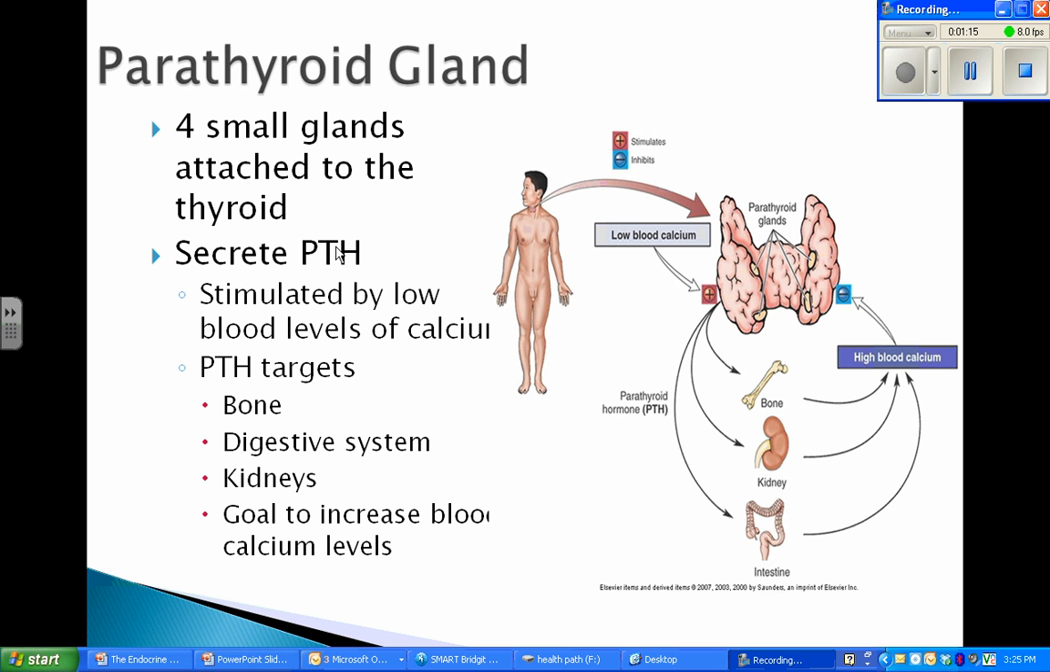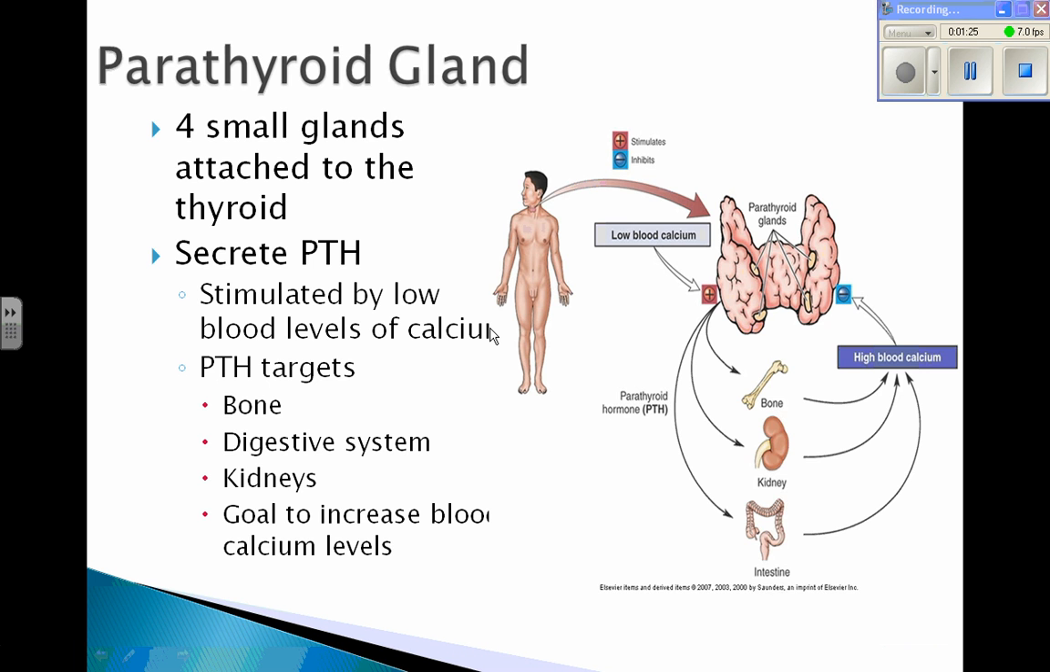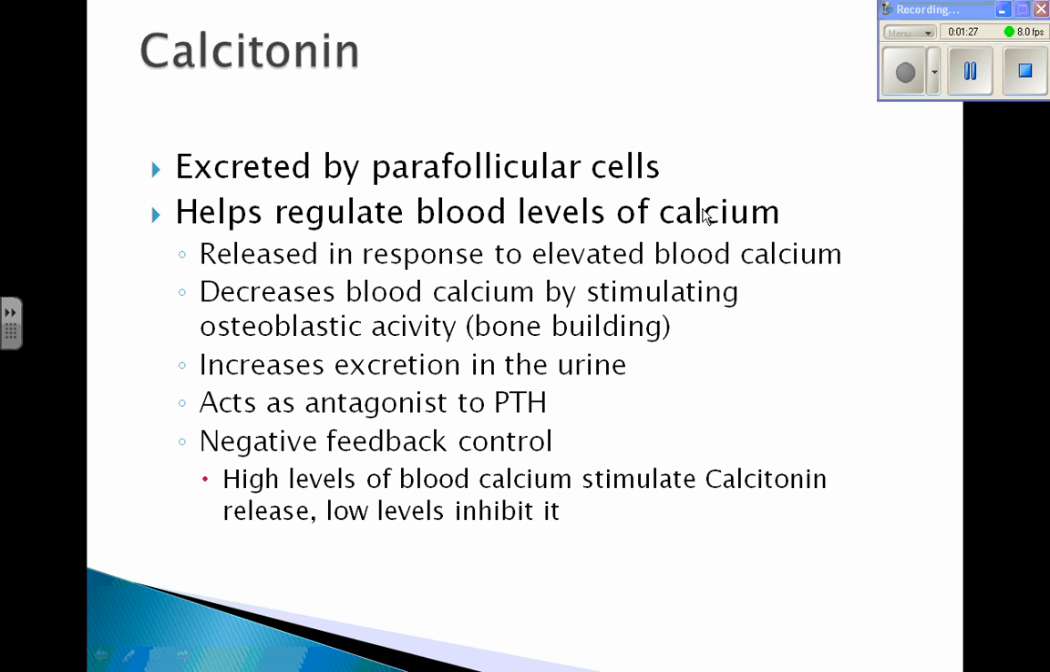These secrete parathyroid hormone. This is stimulated by low blood levels of calcium. And remember, yesterday we were talking about the effect of calcitonin on blood levels of calcium, that's secreted by the parafollicular cells of the thyroid gland. Calcitonin helps to decrease blood calcium by building bone.